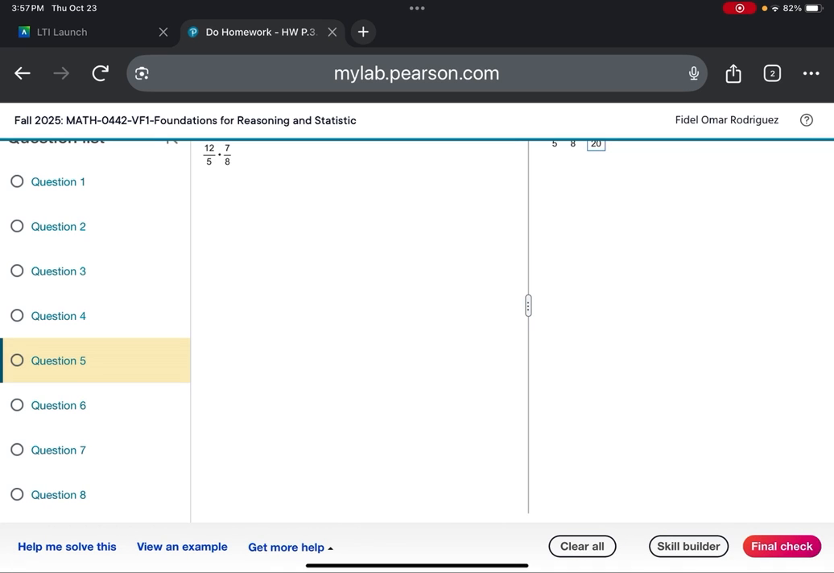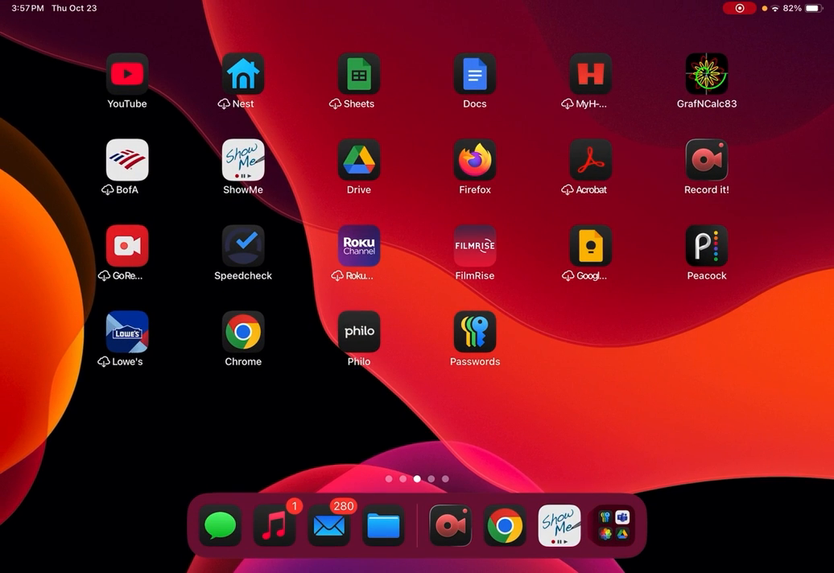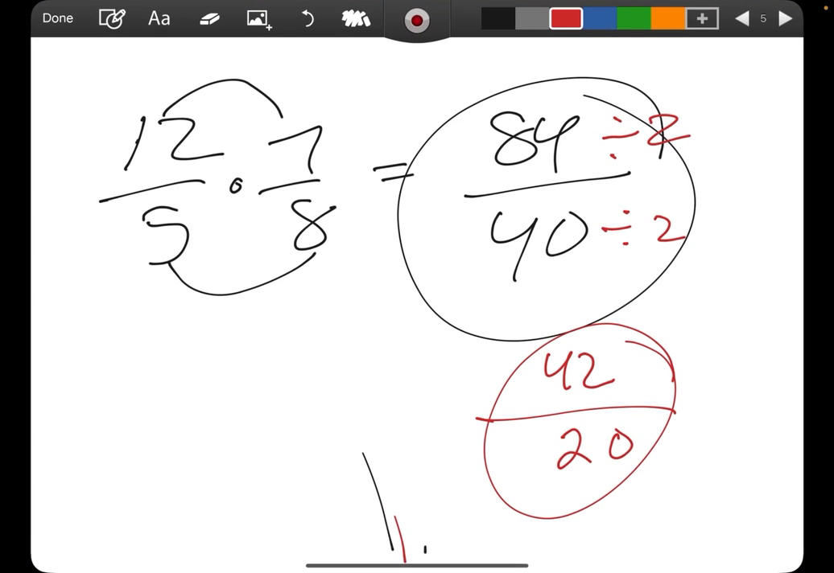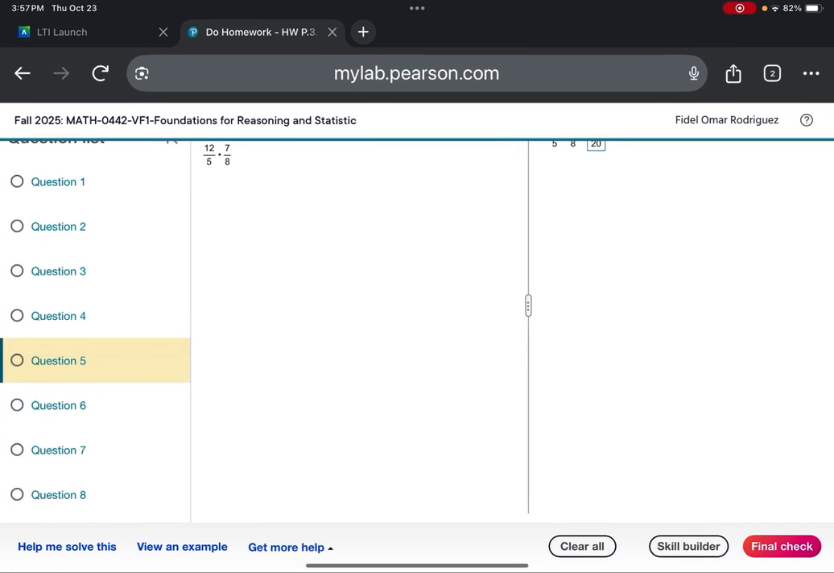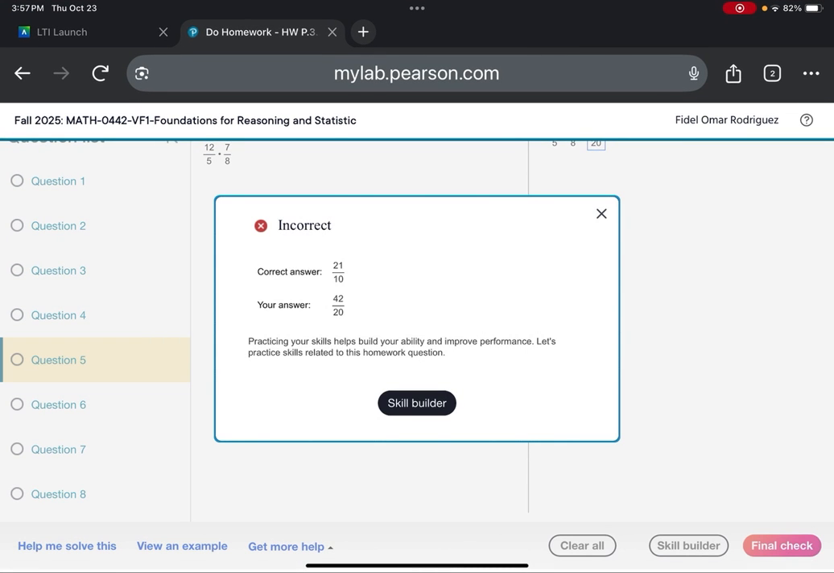Now, y'all, I want you to notice down here at the bottom right of my screen, it says final check. I've got one more time before it's going to mark it wrong. Suppose I decided, I don't think I can reduce it anymore, I don't know what's wrong, and I'm just going to leave it like that. It says, you could have reduced it one more time to get 21 over 10, and we didn't.